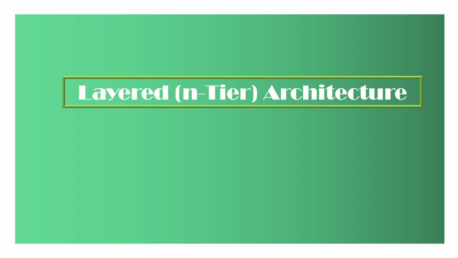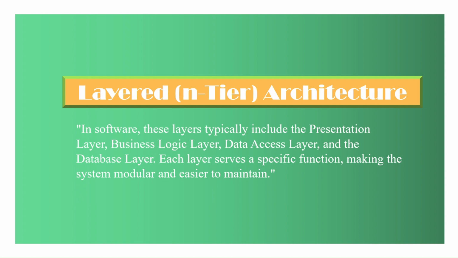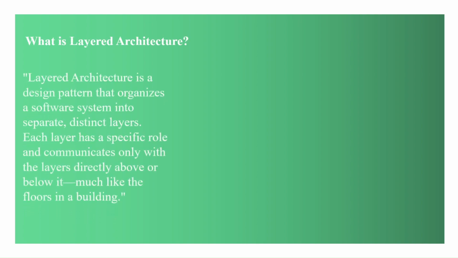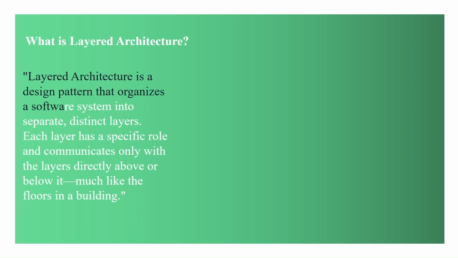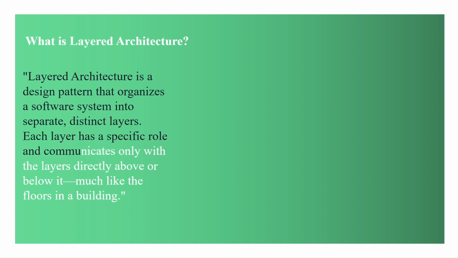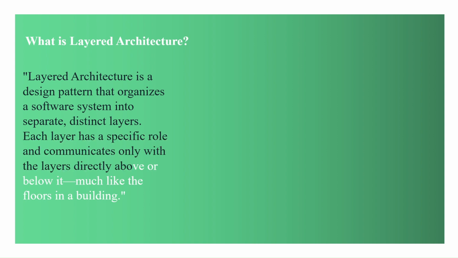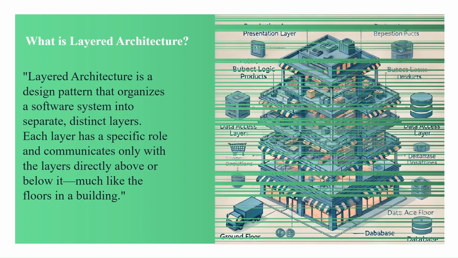Layered architecture. In software, these layers typically include the presentation layer, business logic layer, data access layer, and the database layer. Each layer serves a specific function, making the system modular and easy to maintain. Layered architecture is a design pattern that organizes a system into separate, distinct layers. Each layer has a specific role and communicates only with the layer directly above or below it, much like the floors in a building.